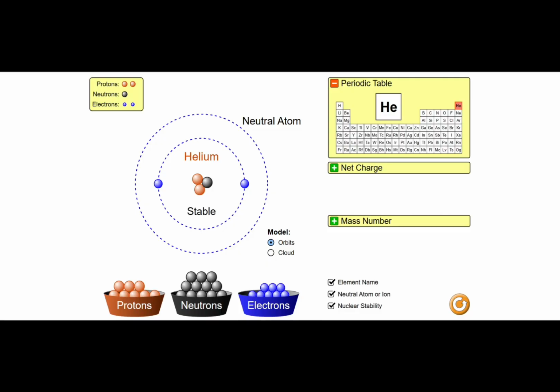Now let's keep adding. I will add one more proton. Check the periodic table. Now it says lithium. The nucleus seems to be unstable, and it's shown as a positive ion. Now I'm going to add a neutron here. Still says unstable. I will add one more neutron. Oh, it's stable now, isn't it? But it's still a positive ion, right? So I am going to add another electron. Oh, now it's a neutral atom.